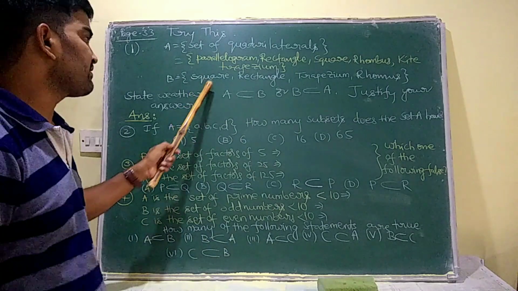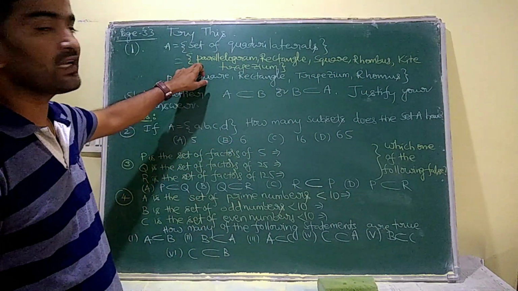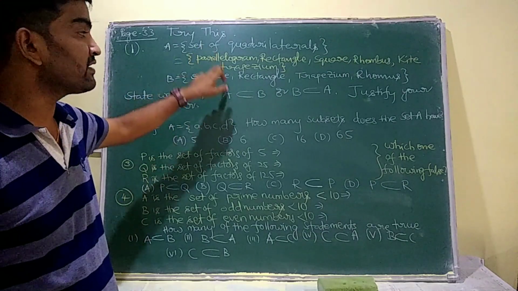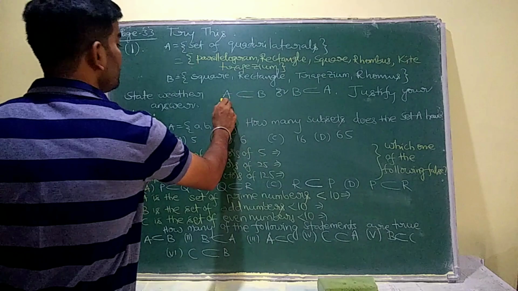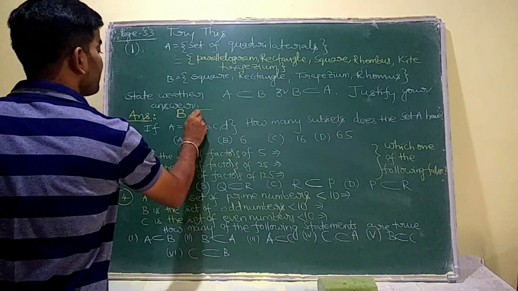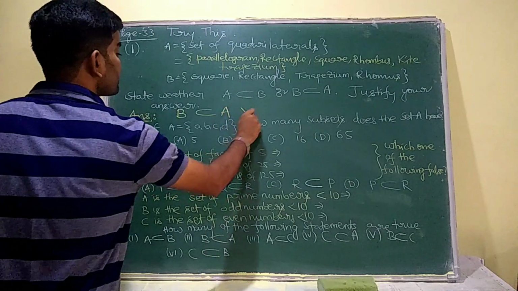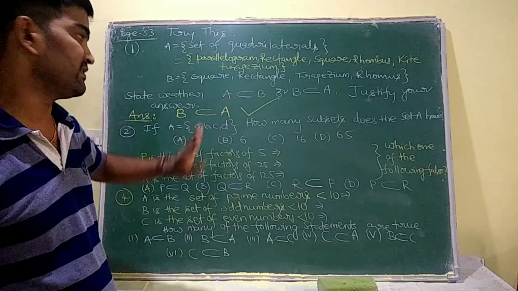Set B is given as square, rectangle, trapezium, rhombus. See, all the quadrilaterals of set A are not there in B. That's why A is not a subset of B. But all the elements of B are there in A. So B is a subset of A. That is your justification. You have to write that.